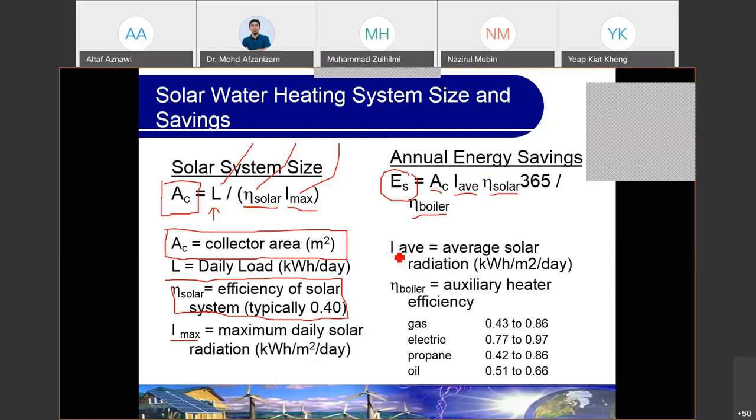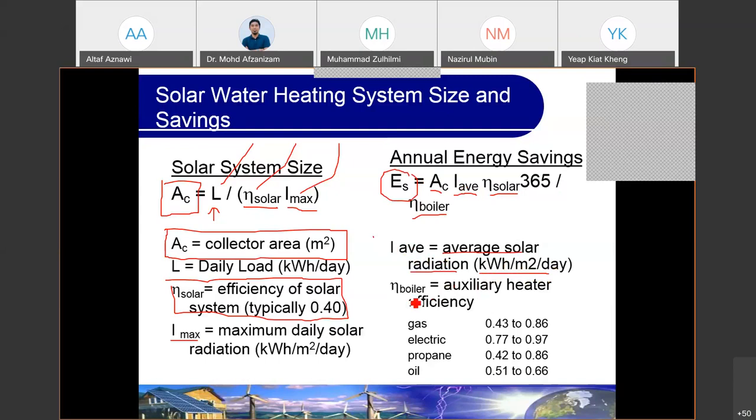IAVE, I average, irradiance average. Okay, average. So you need to be careful with the equation and the unit, because some students might have difficulty understanding what is kilowatt hour per meter square per day.